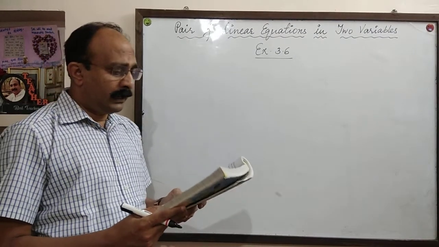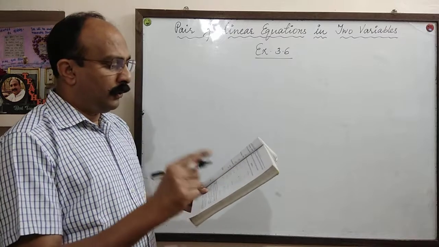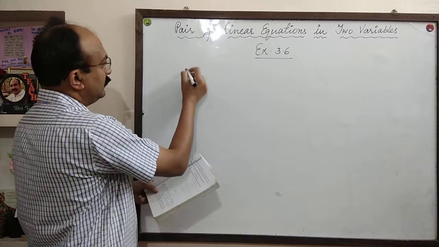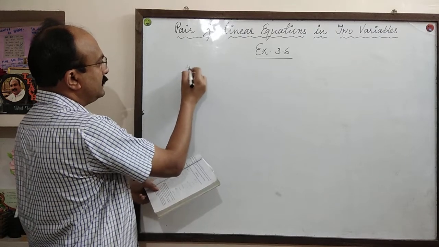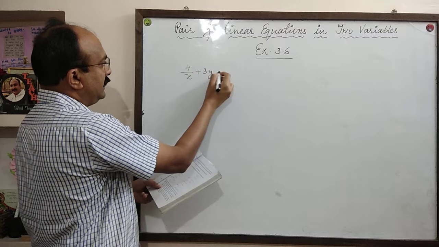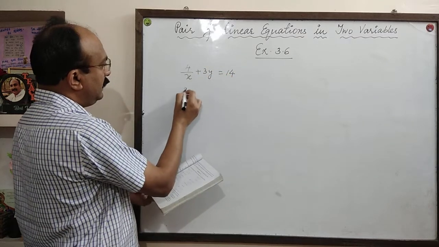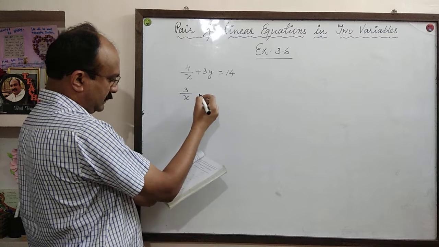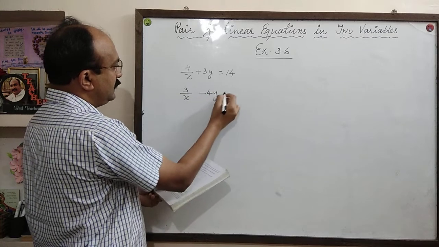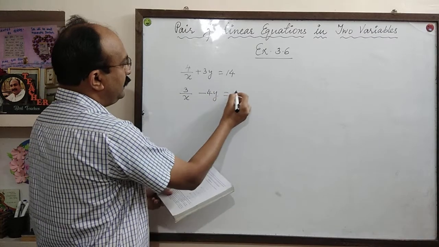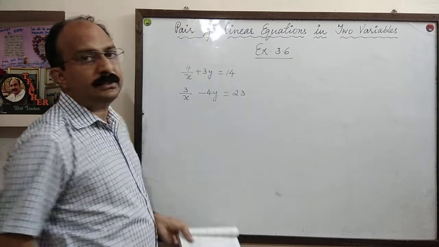Now question number 3. It is 4 upon x plus 3y is equal to 14, and 3 upon x minus 4y is equal to 23. This is question number 3.